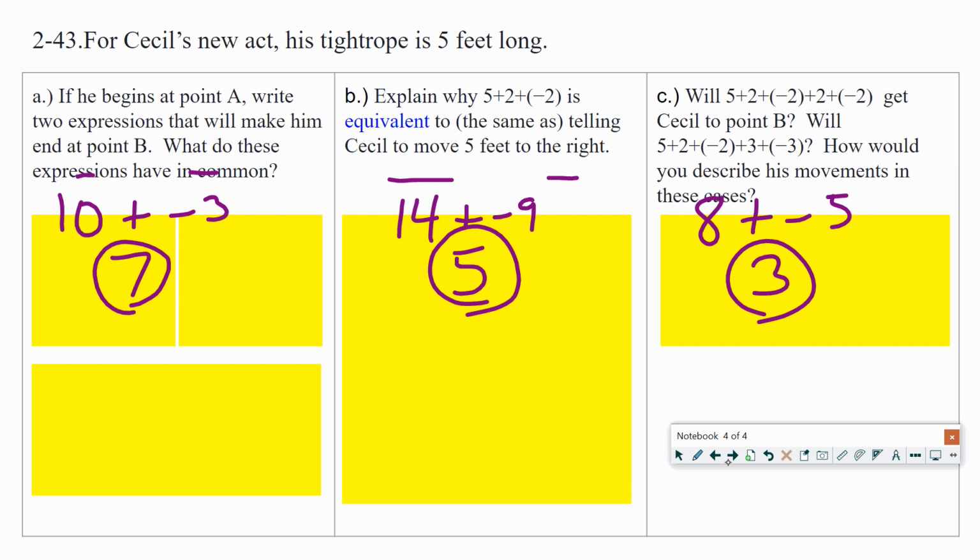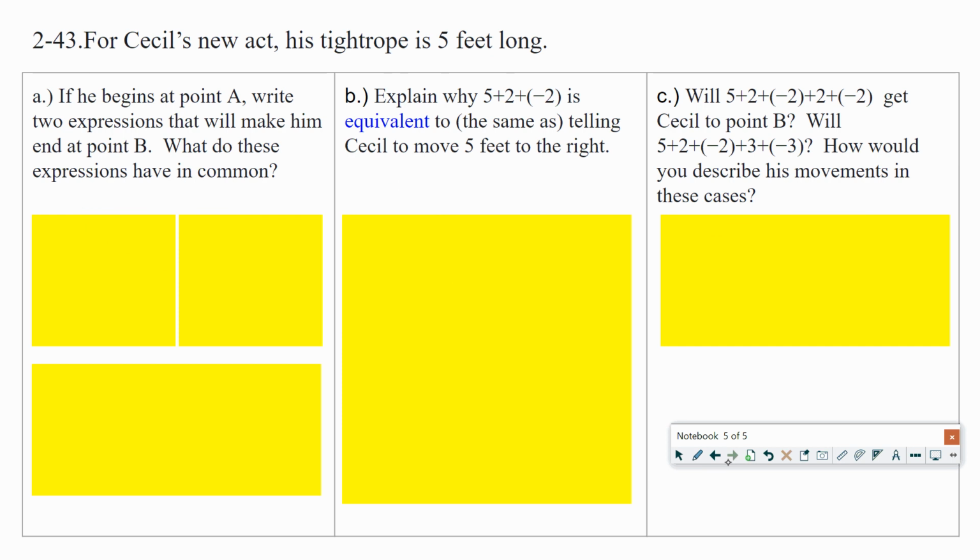The next set of problems says, for Cecil's new act, his tightrope is 5 feet. Part A says, if he begins at point A, write 2 expressions that will make him end at point B. What do these expressions have in common? So I can write an expression. The easiest one might be to write just 3 plus 2. I can also do something like 8 plus 2 plus negative 5, which would work too. There are several different ways to do it, and what all the expressions have in common is they all equal 5.